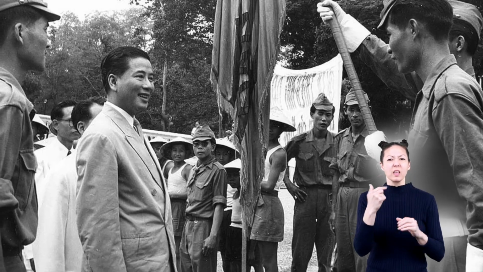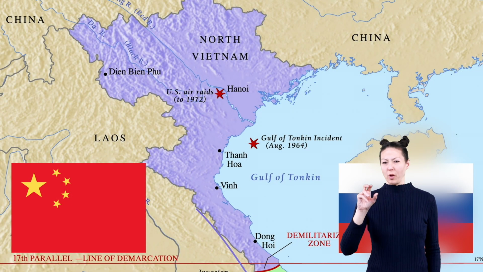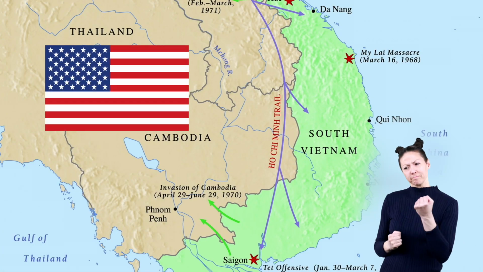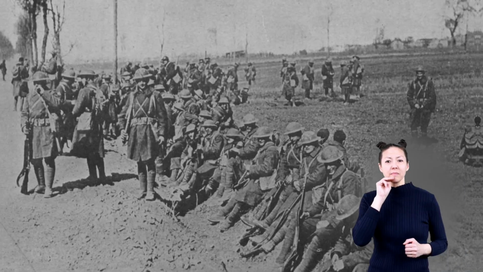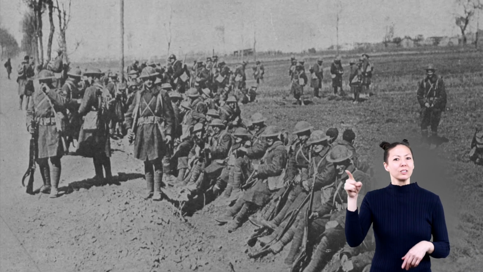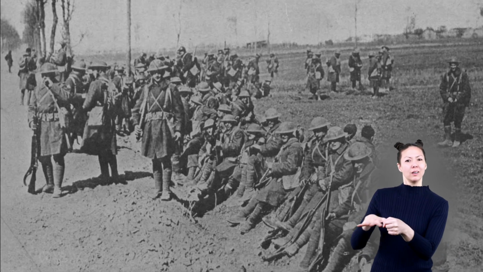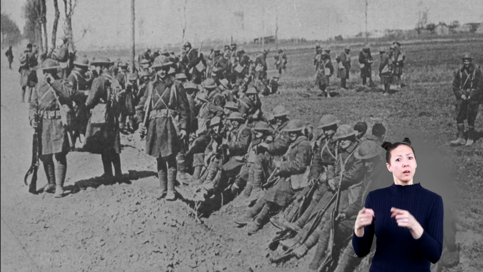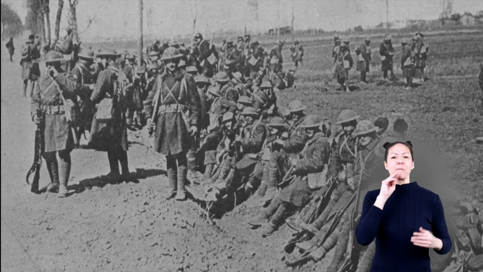The North was supported by other communist countries, such as China and the Soviet Union, with the United States supporting the government in the South. Vietnam had once been a colony of France, but during World War II, the Japanese took control of the area. When the war ended, disagreements and conflicts eventually led to the Vietnam War.